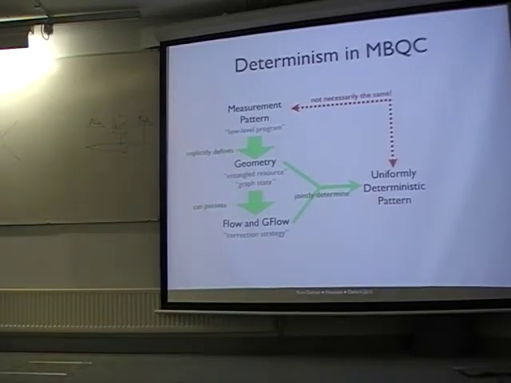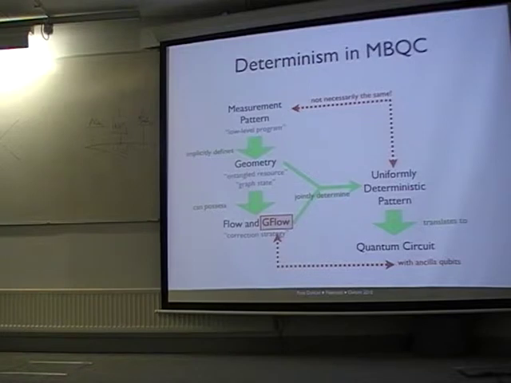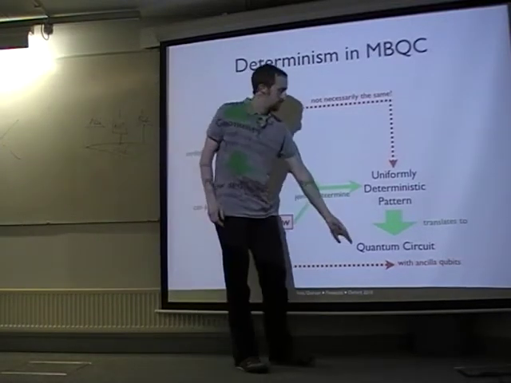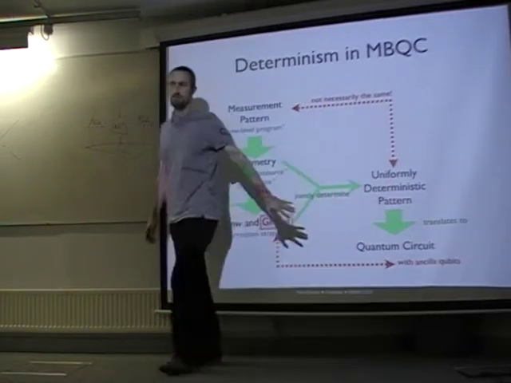Okay, and once you have this uniformly deterministic pattern, you can get a quantum circuit. And an interesting caveat is if you have GFlow, then you can't necessarily build this without using extra qubits, ancillary qubits.